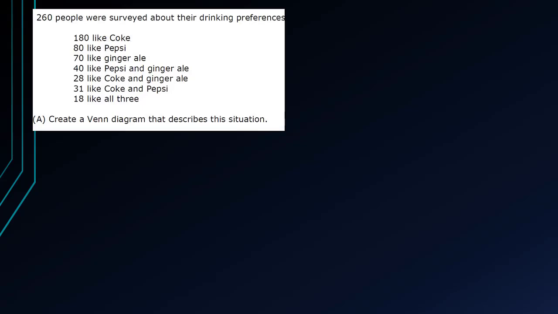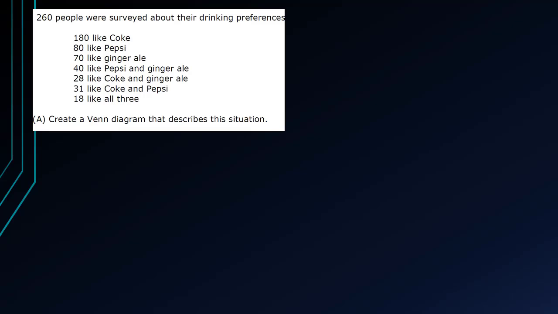So in this problem, you're given that 260 people were surveyed about their drinking preferences. And so you're told 180 like Coke, 80 like Pepsi, 70 like ginger ale, 40 like Pepsi and ginger ale, 28 like Coke and ginger ale, 31 like Coke and Pepsi, and 18 like all three. And then you're given some questions, the first of which you're asked to draw the Venn diagram, and then you're asked some specific questions about the number of people that like this or don't like that, or combinations and so forth.